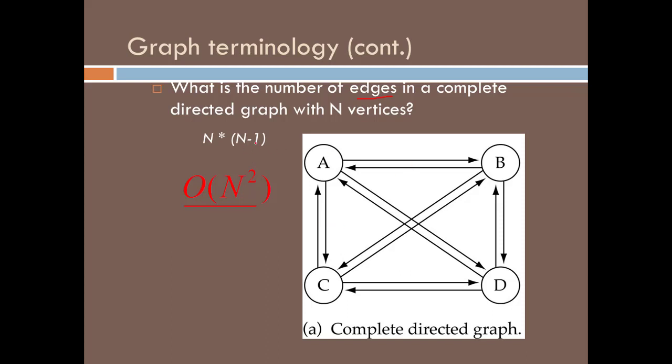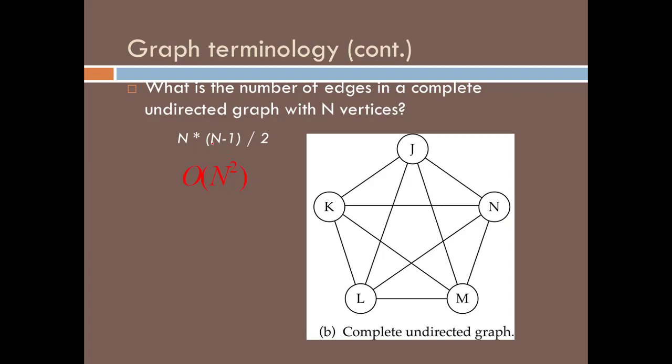So 4 into 3 is 12. Counting the edges: 2, 4, 6, 8, 10 and 12. This one has been connected twice, so we will consider it as a single one, and the total is 12. So in a complete directed graph, if we have n number of vertices, we can check how many edges there will be with this formula, n into n minus 1.